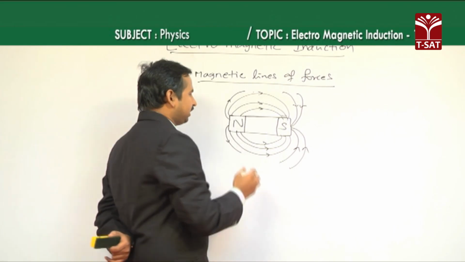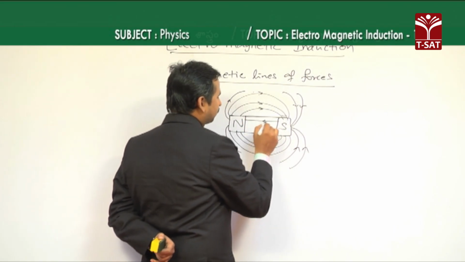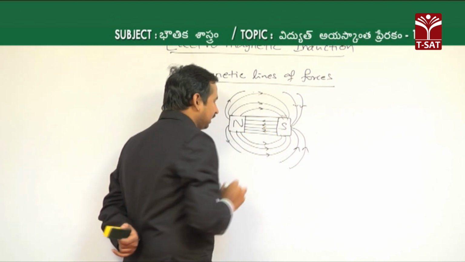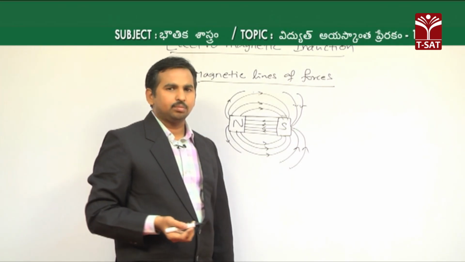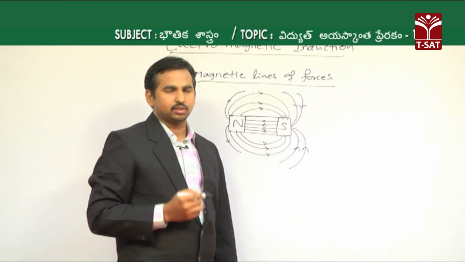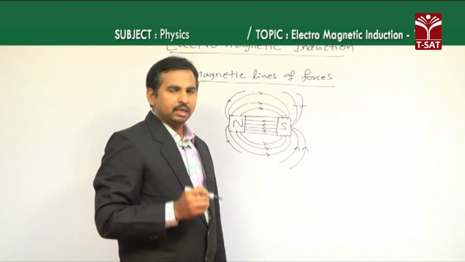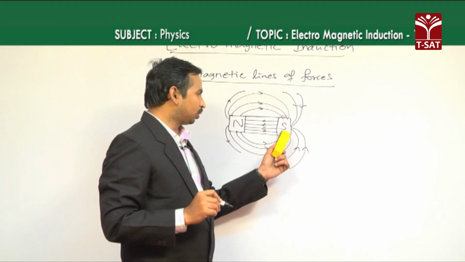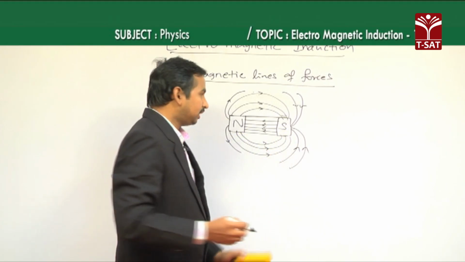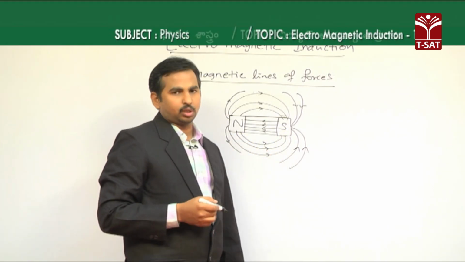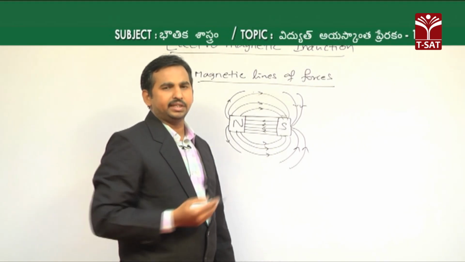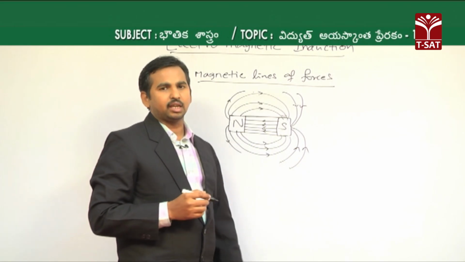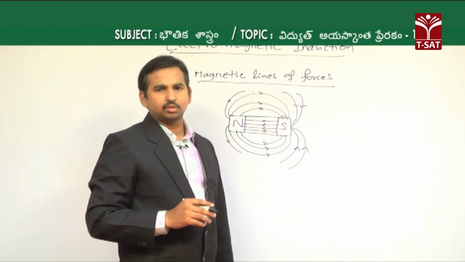inside the magnet these magnetic lines of forces go from the south pole and end on the north pole. Outside, the lines go from north pole to south pole, whereas inside the bar magnet they go from south pole to north pole. So the line of force starts from the north pole and finally ends on the north pole again. That is why we say the magnetic lines of forces are closed curves.